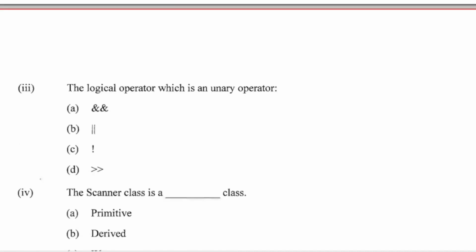The next question is: the logical operator which is a unary operator. There are 4 options: and, or, not, and right shift operator. Now the last operator, right shift operator, is not in the course, so you are only left with 3 actual choices, that is and, or, and not. Now unary means 1. If you have to perform an and operation, you say A ampersand B, that is something and something. Similarly for or, you say A or B. But for a not, you simply say not A. You are negating the Boolean variable. So the correct answer in this case is not.